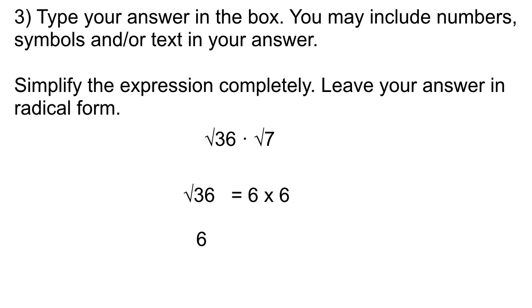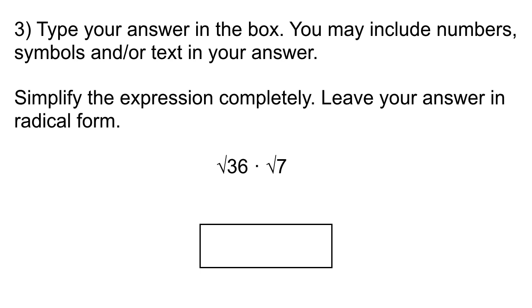And let's look at the square root of 7. Is there any number multiplied by itself that gives you 7? No, there's not. So this expression is already in radical form. It has been simplified as far as you can go. So when you go and type your answer in the box, it would look like that: 6, which is the square root of 36, which we simplified, multiplied by the square root of 7.